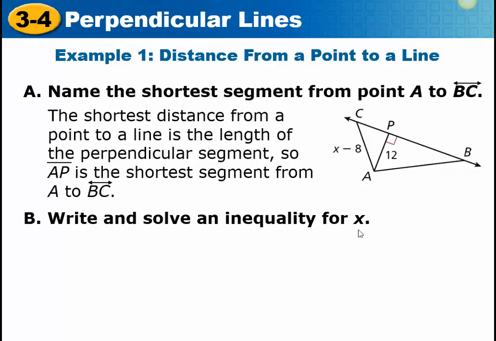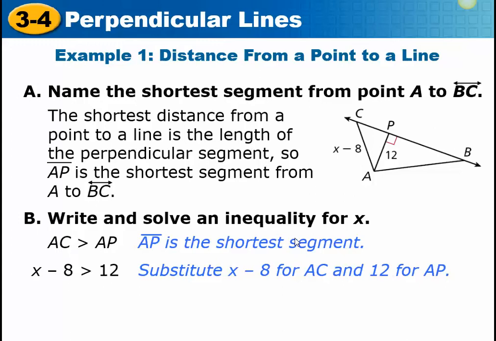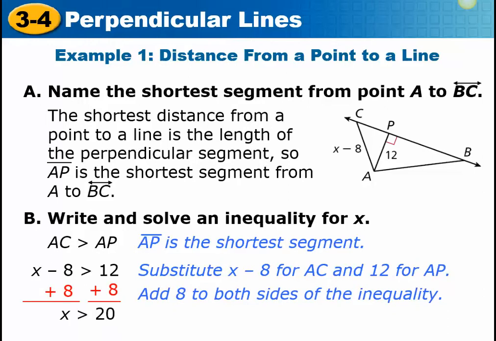When they ask you to solve an inequality, what they want you to do is to say that, well, that length of 12 is less than the length of AC, which is x minus 8. Or in other words, AC is greater than AP. So we'll just substitute in what we know for both of the lengths. x minus 8 is greater than 12. Add 8 to both sides, and you get that x is greater than 20. So we know that this length here of x has to be greater than 20. So 21, 24, 38, but it would be greater than 20.